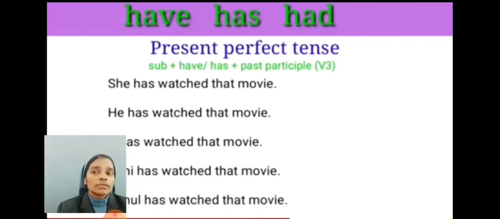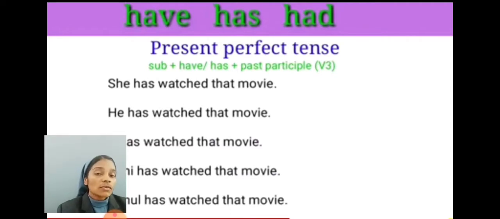Next we will go to have family. Dear students, do you know the have forms include have, has and had? Among these, have and has we use in present perfect tense, and had in past perfect tense. In future perfect tense we use will have.